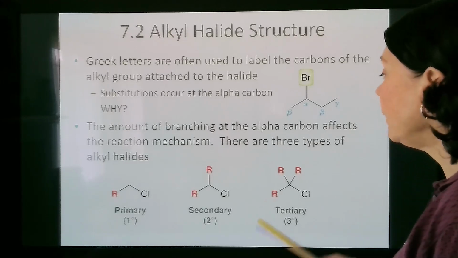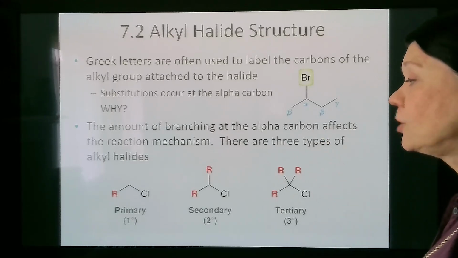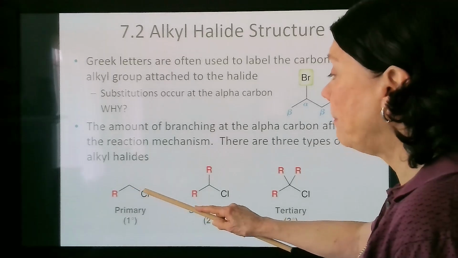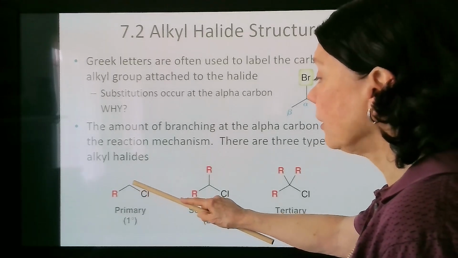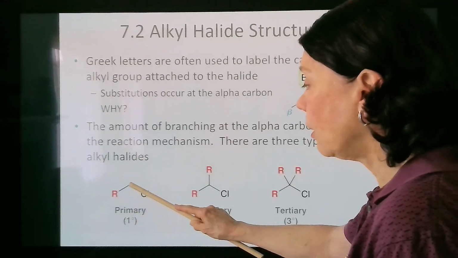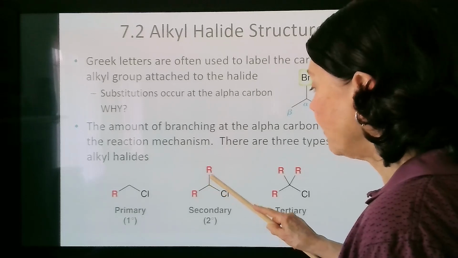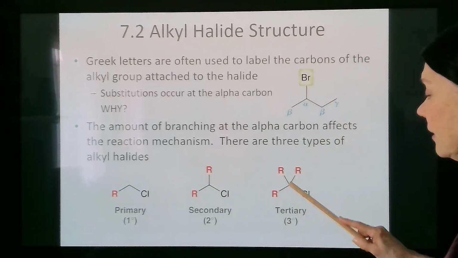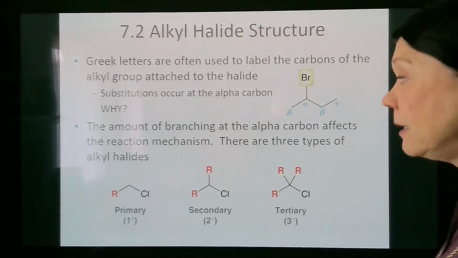The amount of branching at the alpha carbon affects the reaction mechanism you're going to see. So this is the carbon bearing the halogen. Here it is bearing one alkyl group. This is a primary carbon atom. This is a secondary carbon atom. It bears two alkyls. Here, this is bearing three alkyls. It's a tertiary carbon atom.